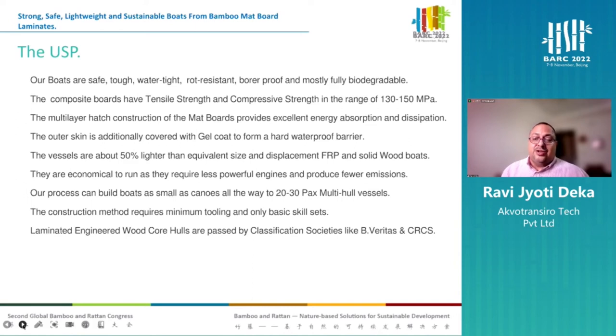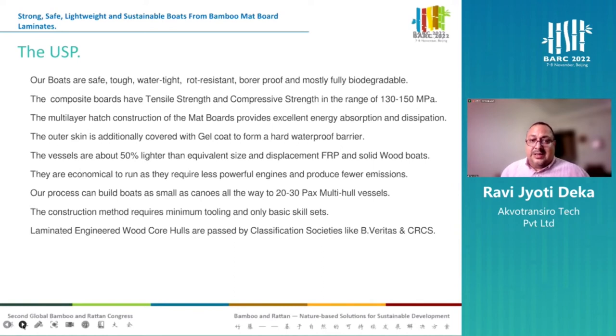You have a hatch construction of the mat boards, which is very cross-ply, in several layers. It has excellent energy absorption and dissipation properties. So even if the boat has a slight impact somewhere, all the energy gets absorbed in the hull without any crack or breaches. So we are coating the outer hull with a gel coat layer to give an even harder and better waterproof protective layer. But it is again only several microns in thickness.